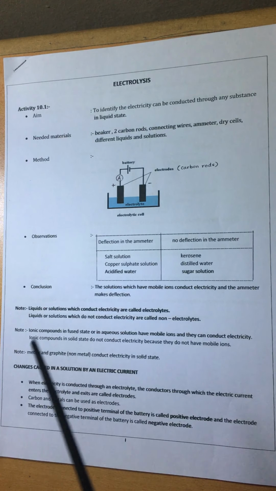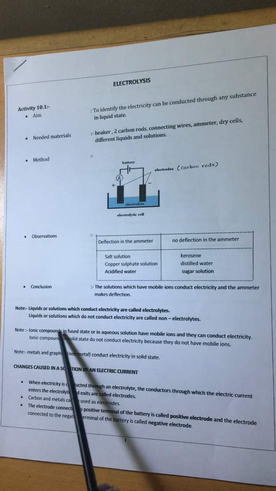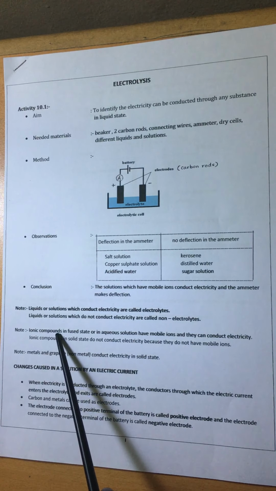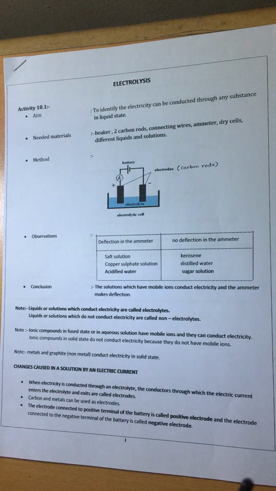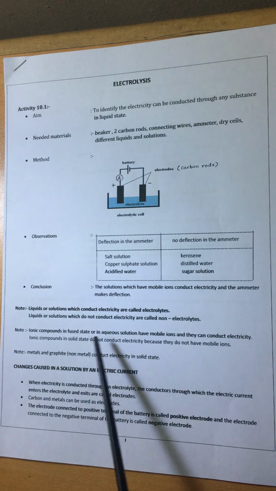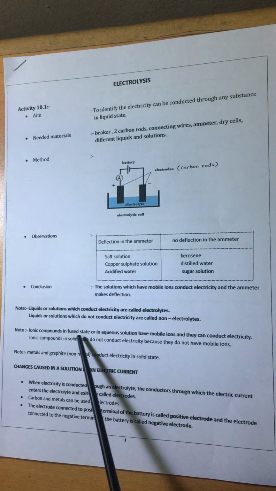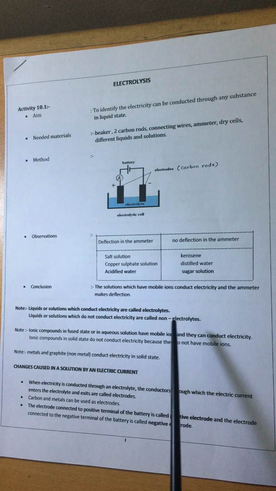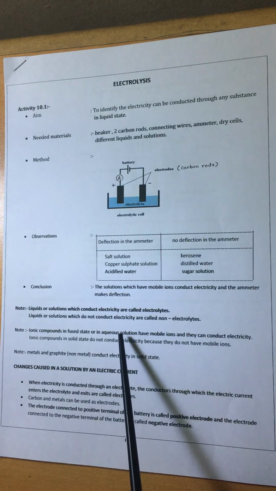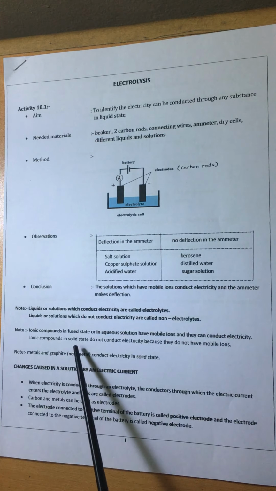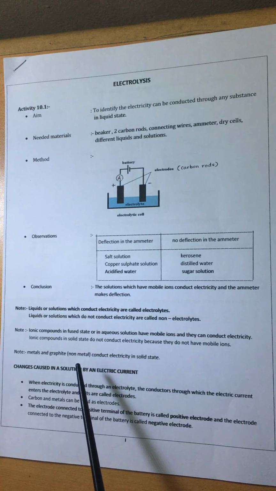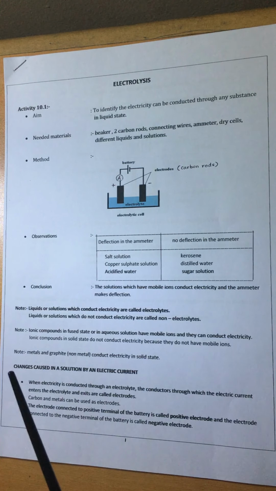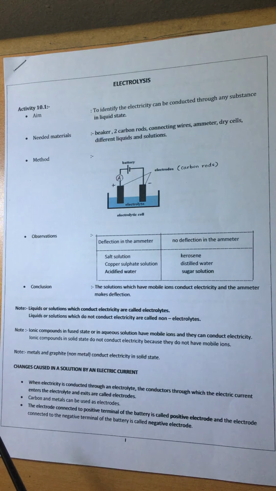So did you understand? The ionic compounds, you know, like sodium chloride, right? Ionic compounds can conduct electricity only in fused state or aqueous solution. Fused means you have to heat and melt it. Aqueous solution means dissolved in water, the solvent, right? But ionic compounds in solid state do not conduct electricity, while metals and graphite in solid state can conduct electricity.